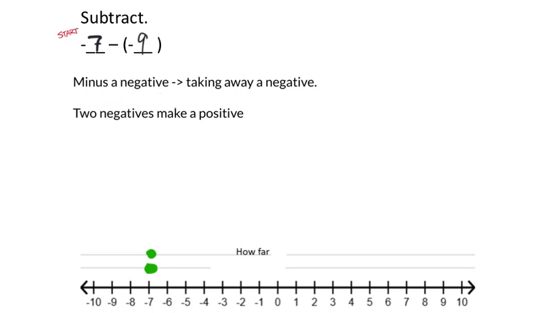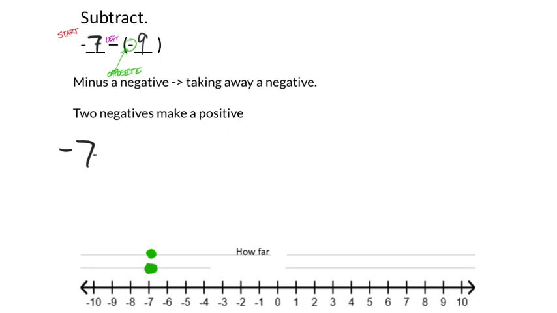Minus a negative. So think about this. The minus direction would usually say go to the left. But having a negative right there tells us to do the opposite of the left, which is to the right. Now, that's kind of what that first statement is saying.